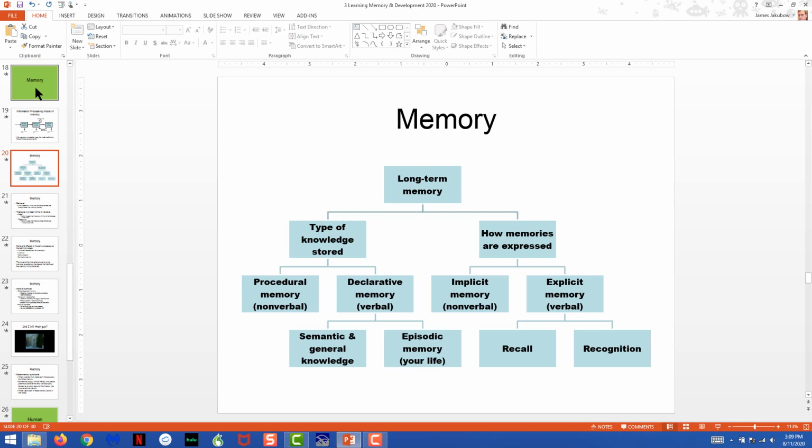Is there a clear distinction between recall and recognition? No, not really. It's a general term that refers to the opposite ends of a continuum of the degree to which you're actually stimulated.